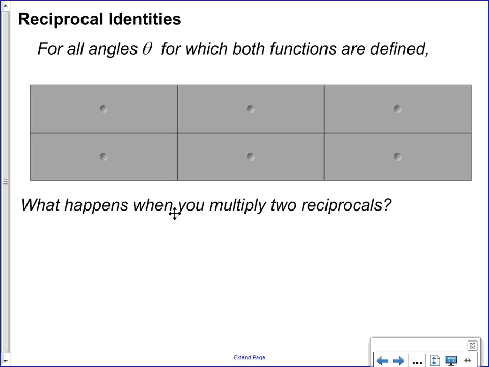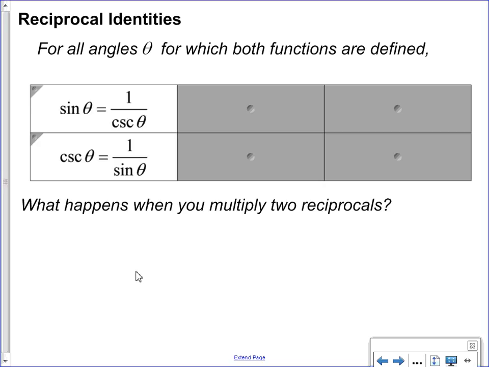The reciprocal identities. What is the reciprocal of sine? Cosecant. That's right. The reciprocal of sine is cosecant. So one of the identities that you can use is sine is equal to 1 over the cosecant. Therefore, cosecant is equal to 1 over sine. Those two are reciprocal functions. Useful.